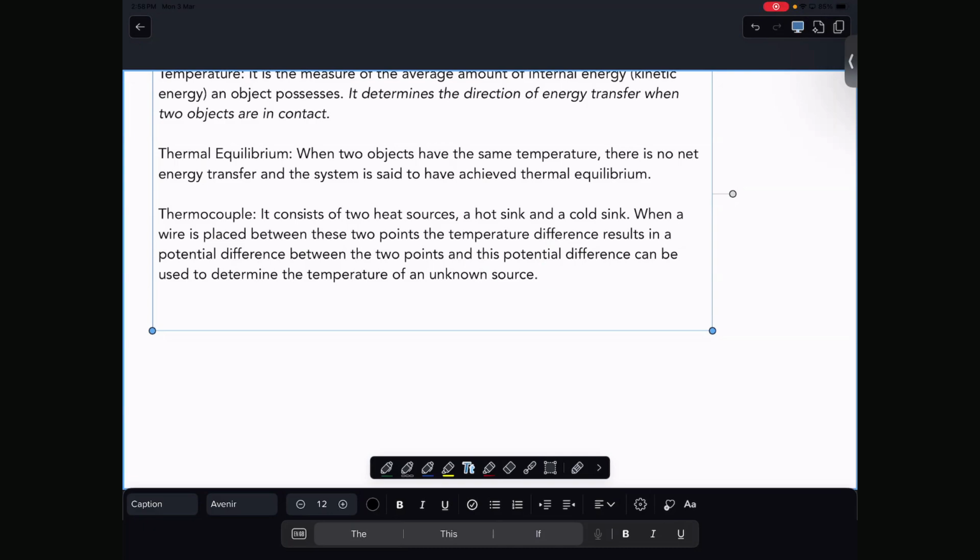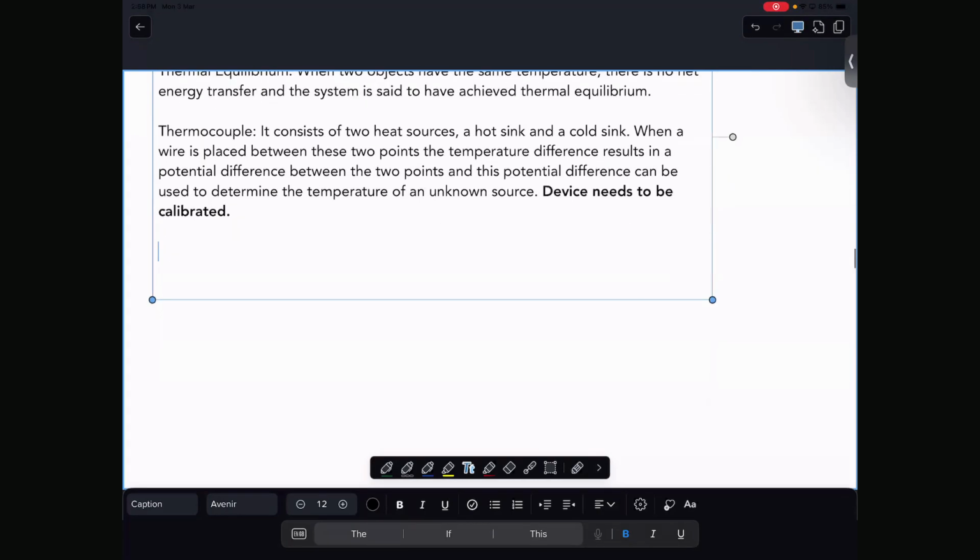Can you tell me, before using the thermocouple, what do you need to do? That's very important, okay? Device needs to be calibrated. Calibrated মানে কি? Okay, you said you use known values to create a structure and then use it for an unknown value. Yeah.